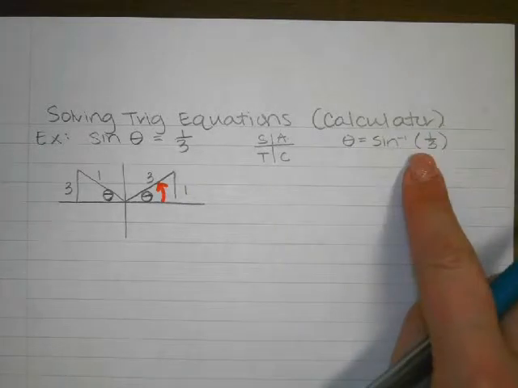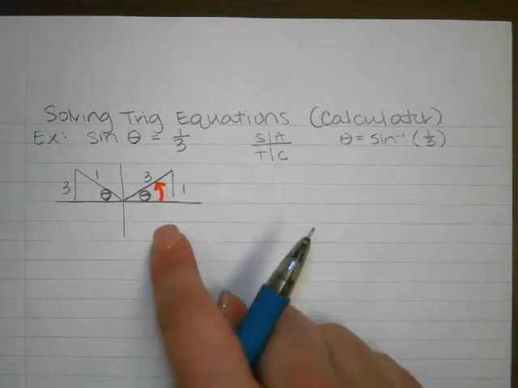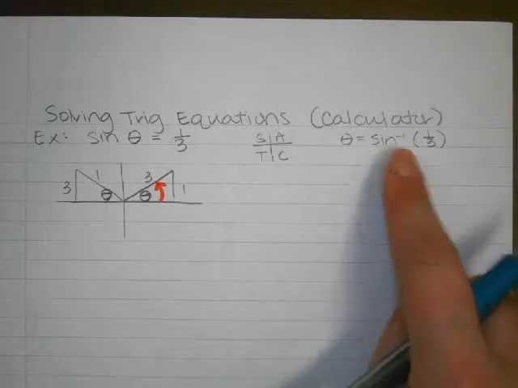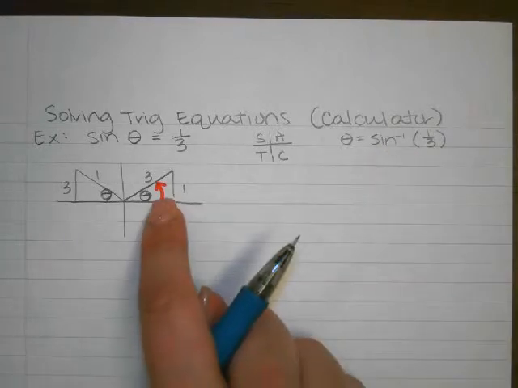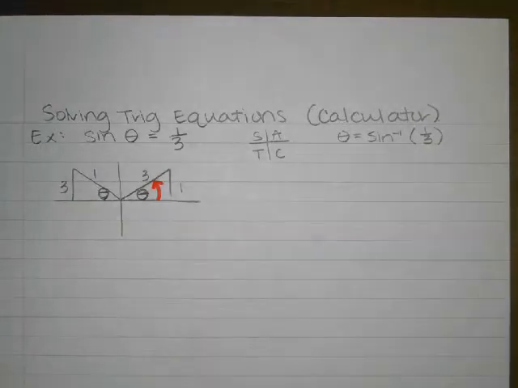that my calculator is only going to give me an answer in quadrant 1 or quadrant 4, because that's where sine inverse function answers come from. So my calculator will only give me this answer, it will not give me this one. So I have to figure out how to find that second answer.